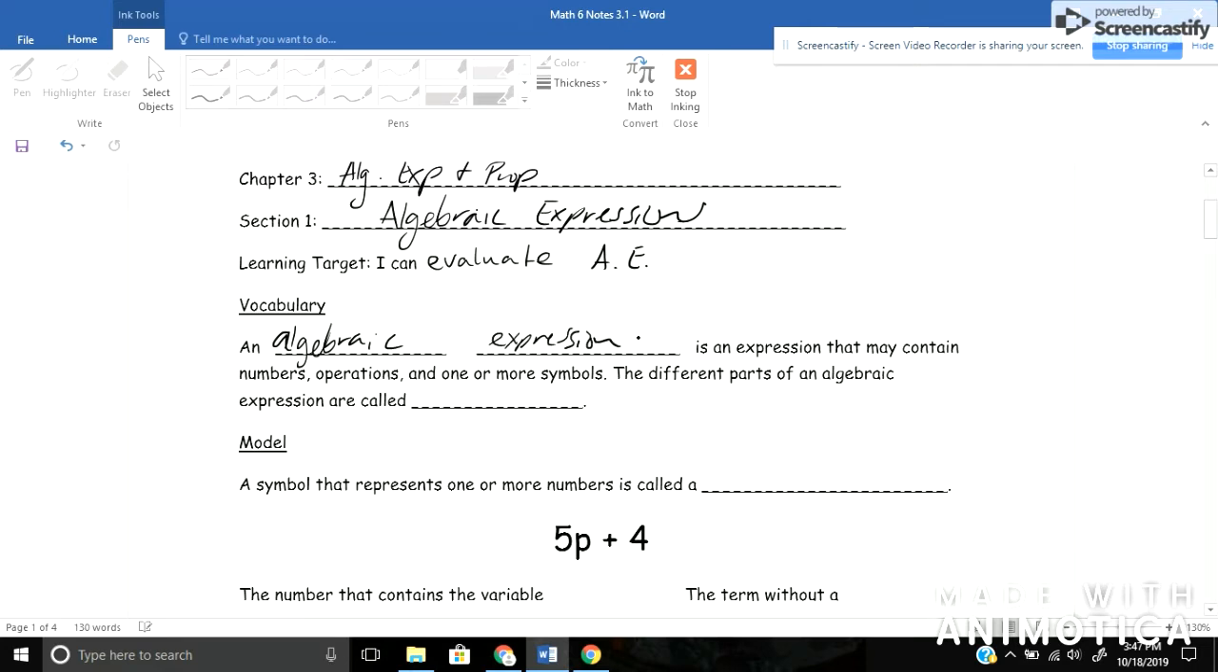is an expression that may contain numbers, operations, and one or more symbols. The different parts of an algebraic expression are called terms. Okay, so before we've talked about numerical expressions where we've just had numbers and operations, like 4 plus 3, that would be a numerical expression. Now we have algebraic expressions where we might have numbers, operations, just like here, but now we introduce some symbols, okay? And let's take a look at a model so we can define a few more things.